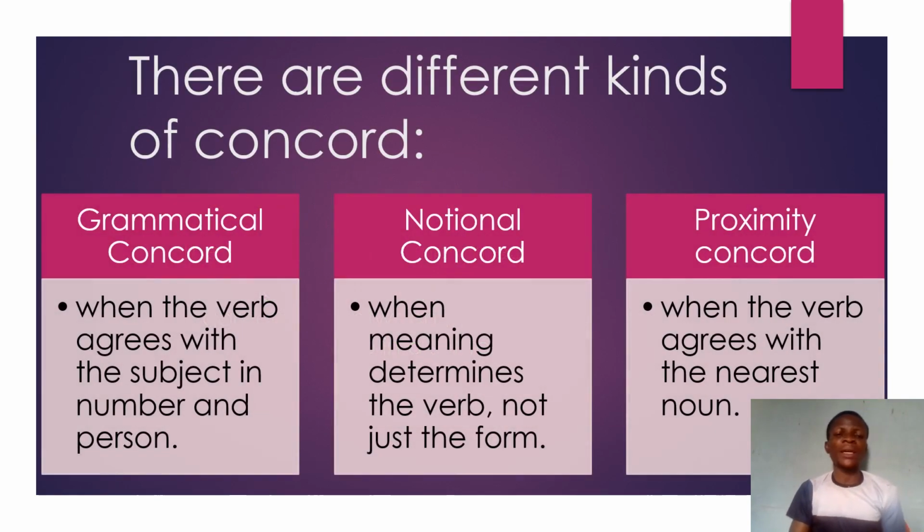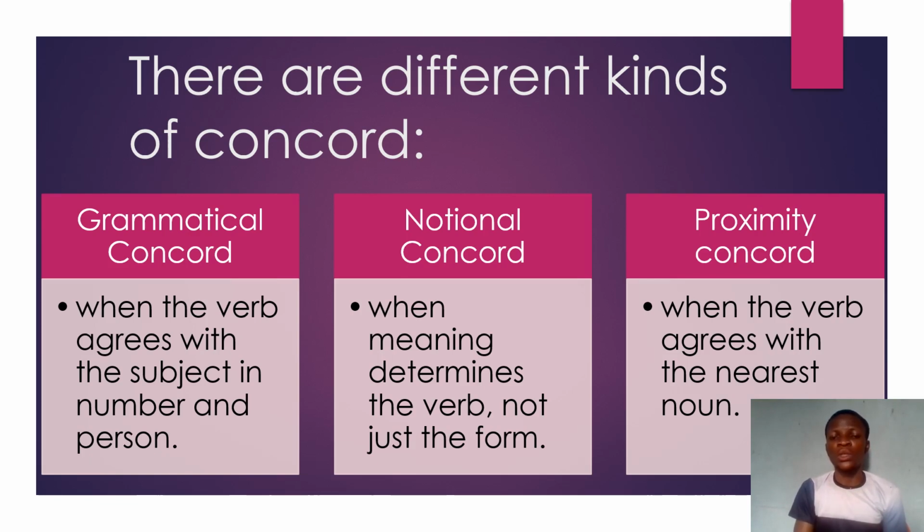We have three kinds of concord. Number one, we have grammatical concord. When the verb agrees with the subject in number and in person, that is grammatical concord. Then we also have notional concord, when meaning determines the verb, not just the form. That means it's not just how the thing is arranged, but what you actually mean in the sentence. That's what will determine the verb.